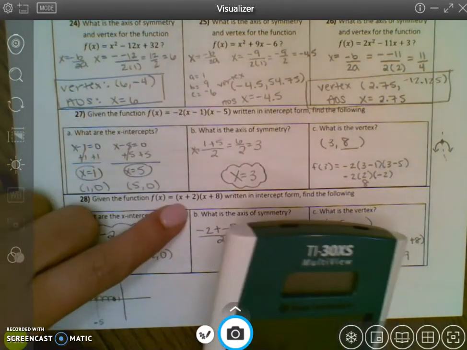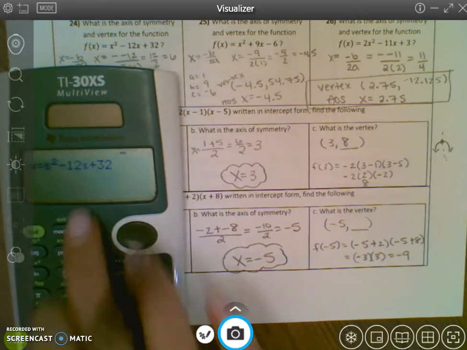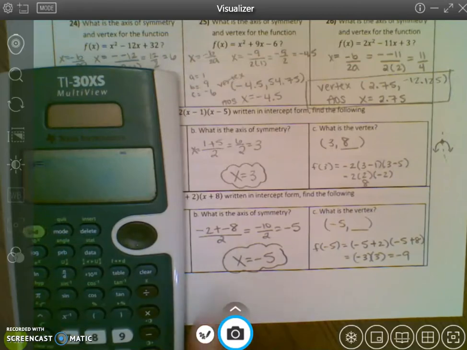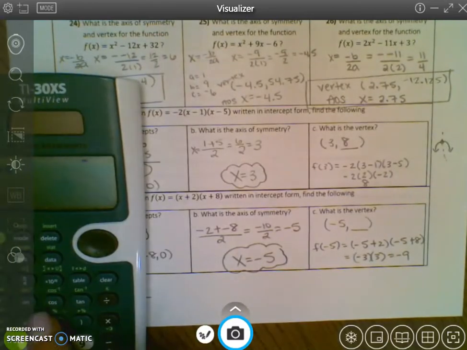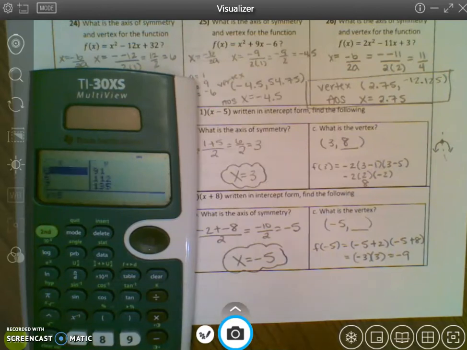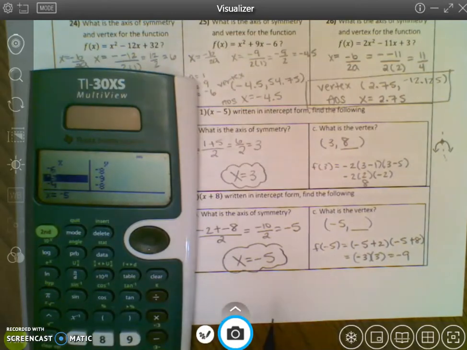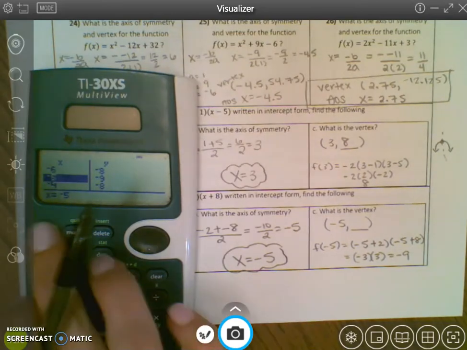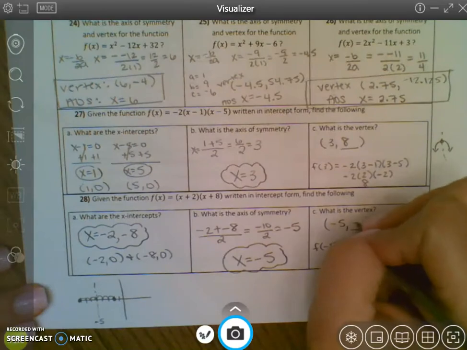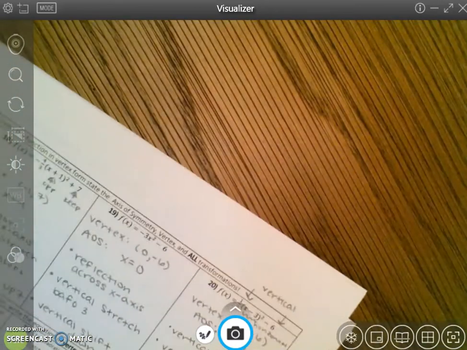Also, you can type this into the table. If you're using the table, delete what's in there, it would be x plus 2, x plus 8, enter, enter, enter, enter, enter. I need -5, and -5 tells me it's -9. Okay, next page.